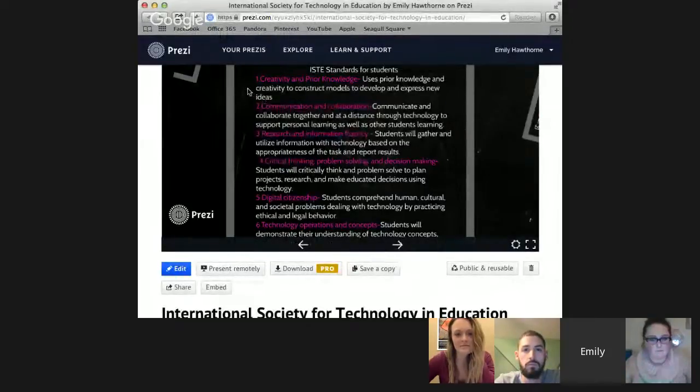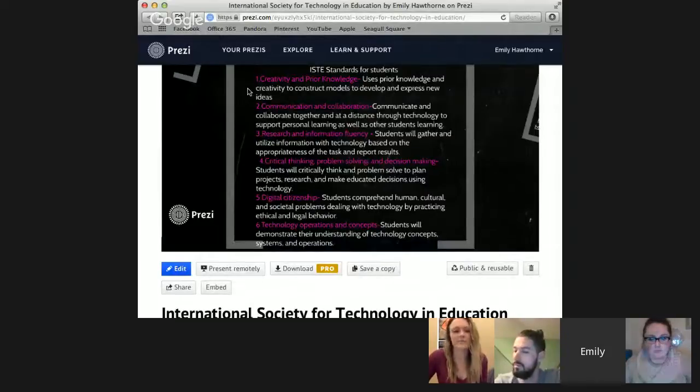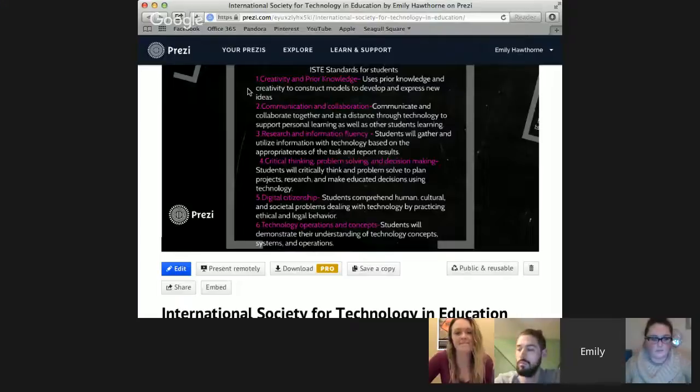The first ISTE standard for students is creativity and innovation. The objective is for students to think creatively while developing products using complex systems. This relates to the student-centered learning essential conditions because students are developing skills on their own through technology. Next is standard 2.